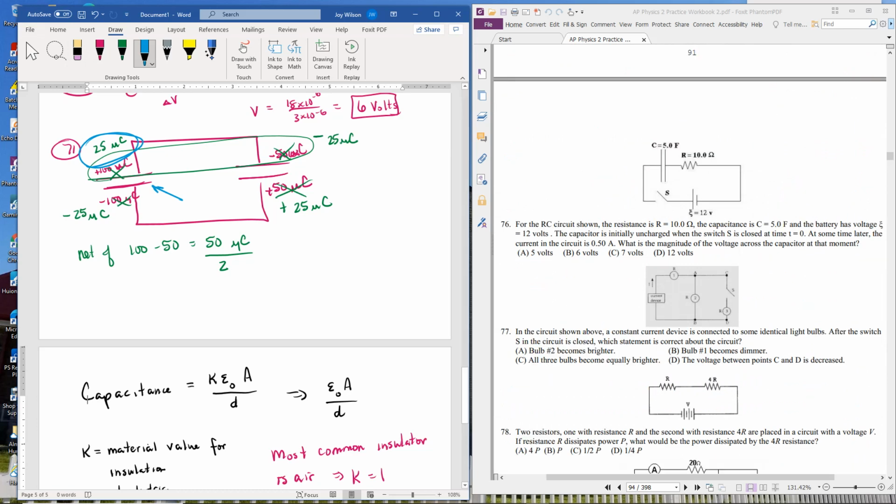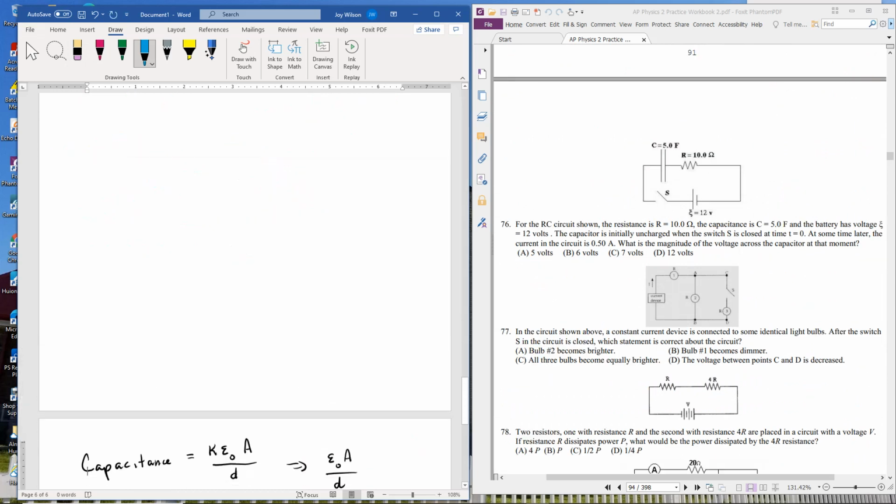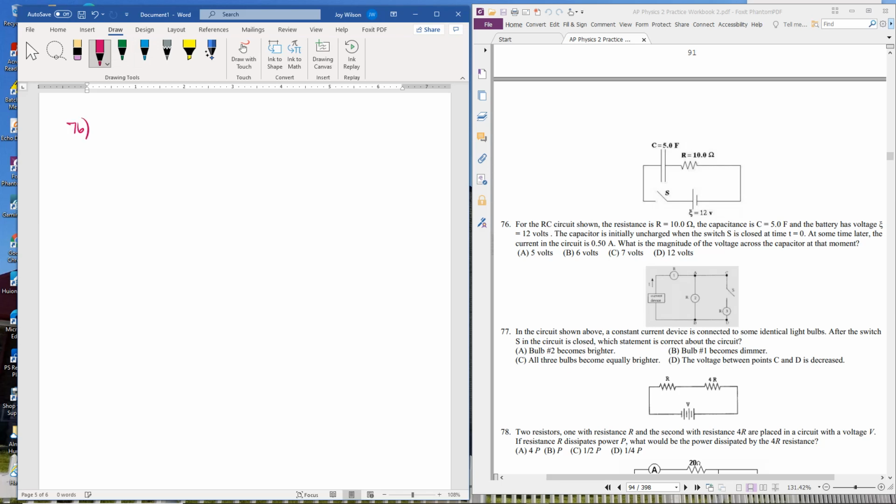Let's do one number 76. And yes, I'm doing a few more of these because this is a teaching, not so much a review, but also a teaching of these characteristics. So I'm going to do one more like this, and then I'm going to go to one that's a free response.